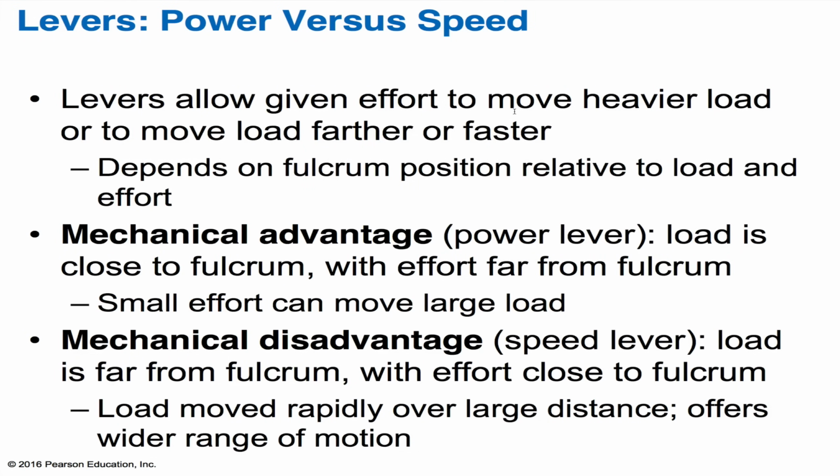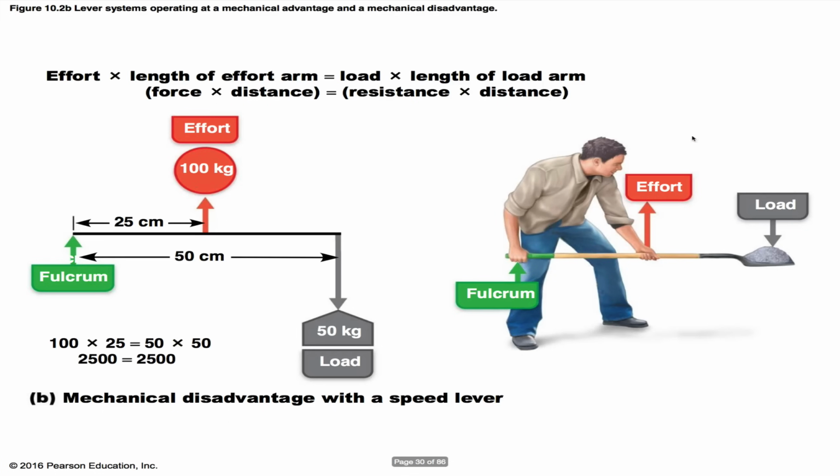lever. Now these speed levers are useful because they allow the load to be moved rapidly over a larger distance. So when you look at this example, notice how far the fulcrum is from the load. The fulcrum is very far away from the load, and the effort is very close to the load. So the effort has to be far greater than that of the load over here. Okay, so the good thing about this is that you can quickly move the load, and you have this wide range of motion that you're going to be able to apply. So that's the plus side. The negative is that it requires a lot of energy.